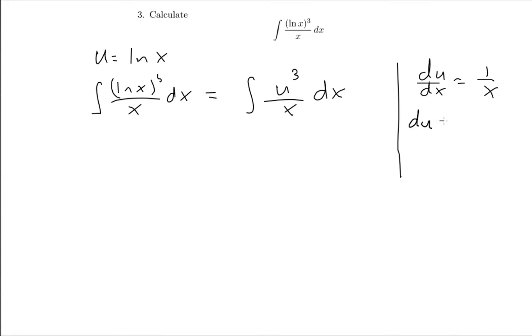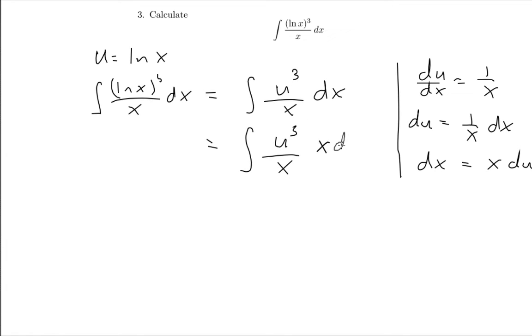This becomes du equals 1 over x dx. If I isolate or solve for dx by multiplying both sides by x, I end up with dx is x du. So now in my problem, I can replace any dx I see by x du. I'm going to go ahead and do that. U cubed over x, and then the dx is replaced by x du.